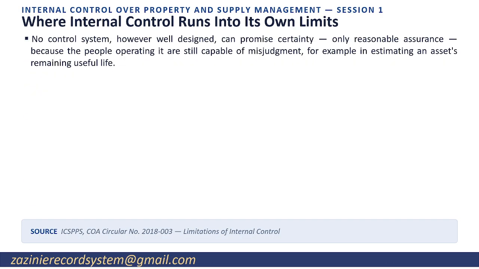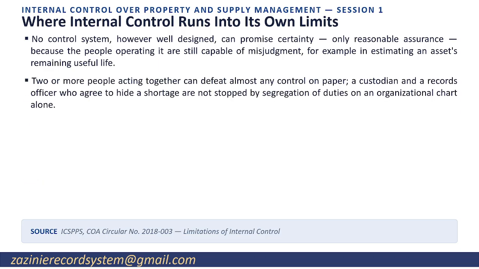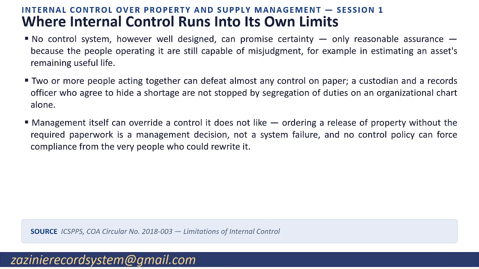No control system, however well designed, can promise certainty, only reasonable assurance, because the people operating it are still capable of misjudgment, for example in estimating an asset's remaining useful life. Two or more people acting together can defeat almost any control on paper. A custodian and a records officer who agree to hide a shortage are not stopped by segregation of duties on an organizational chart alone.